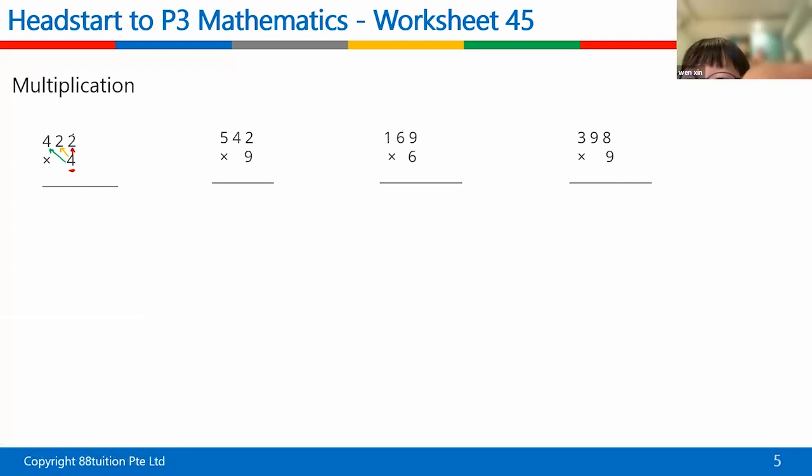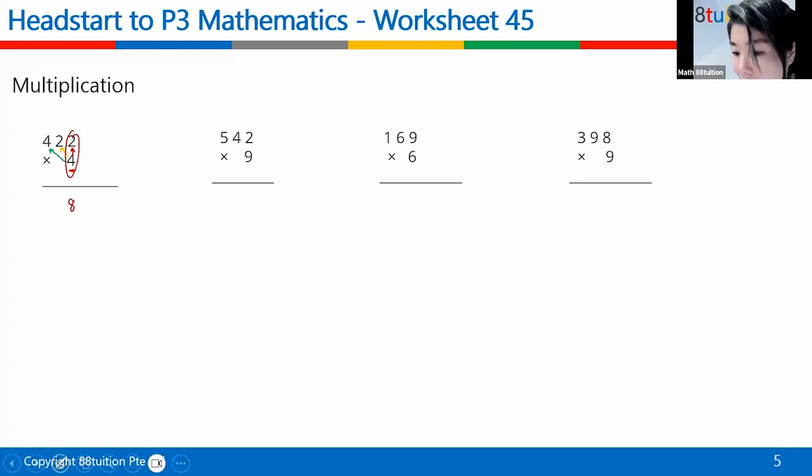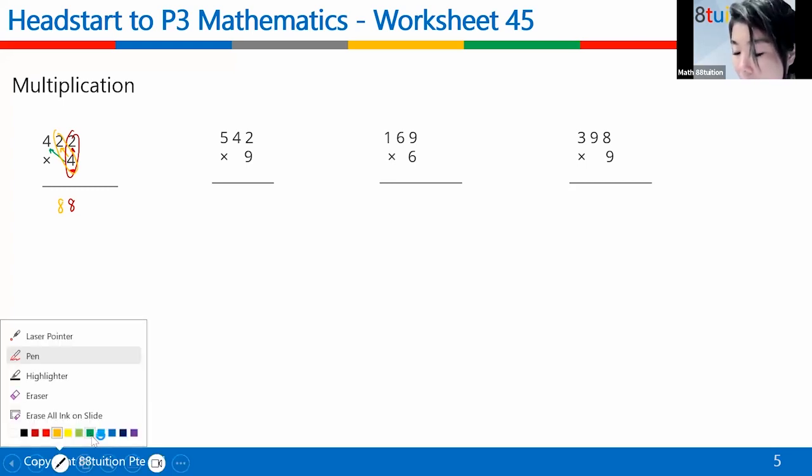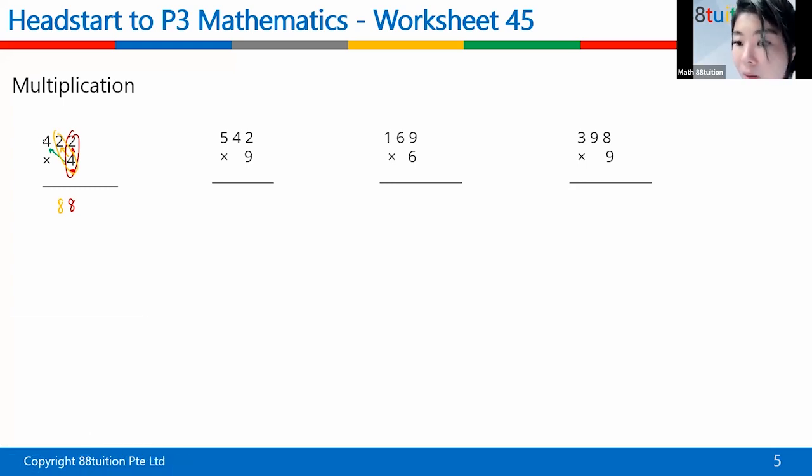8. Good. So this will give me 8. Let's move on, Wen-Xin. Also 8. Very good. So this will give me another 8. And finally, the last one. 16. Good. 4 times 4 is 16. So this is the answer.